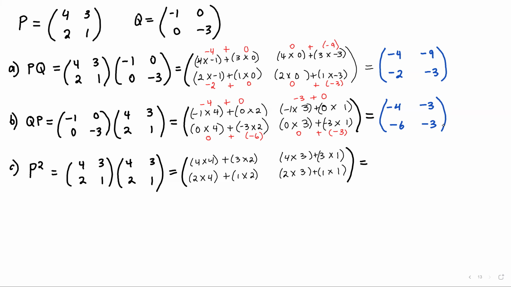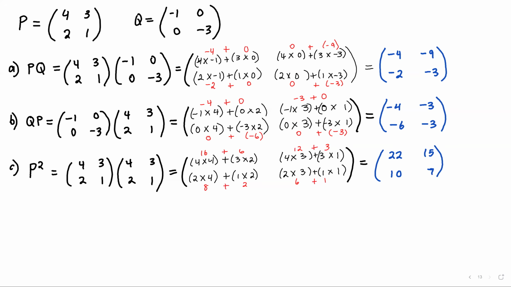Let's work it out. 4 times 4 is 16, so 16 plus 3 twos are 6. 4 threes are 12 plus 3 times 1 is 3. 2 fours are 8 plus 1 times 2. 2 threes are 6 plus 1 times 1. Excellent. So this would be 16 plus 6, which is 22. 12 plus 3 is 15. 2 plus 8 is 10. 6 plus 1 is 7. All right.